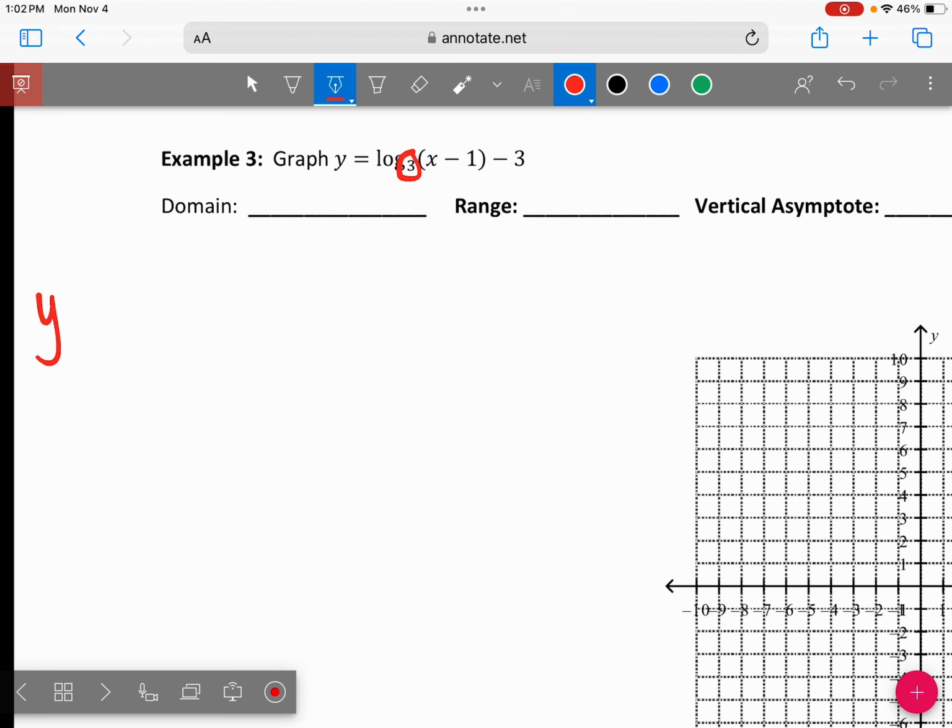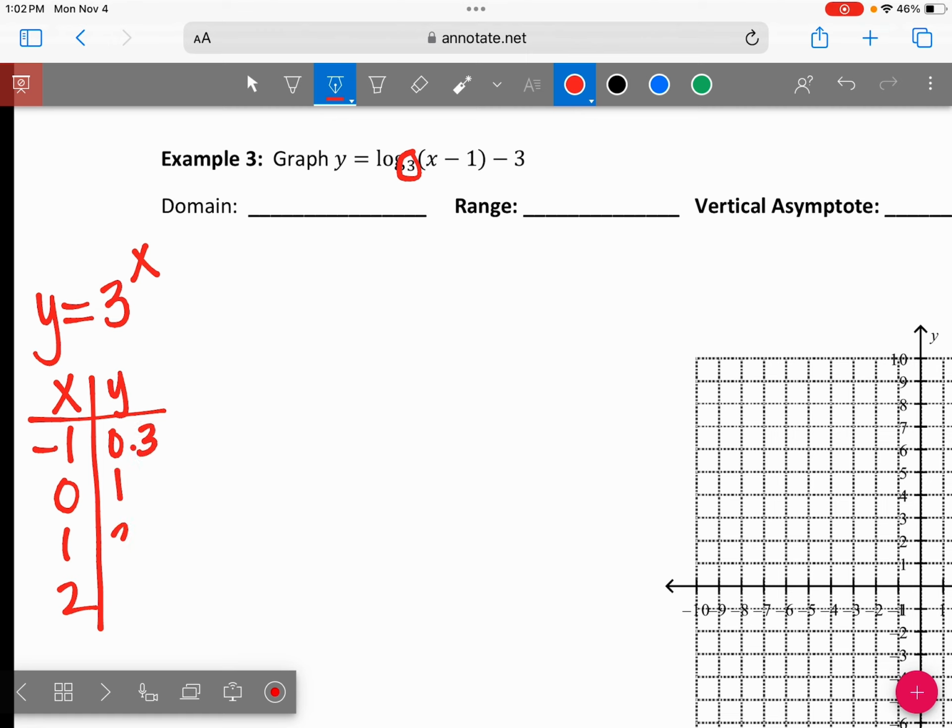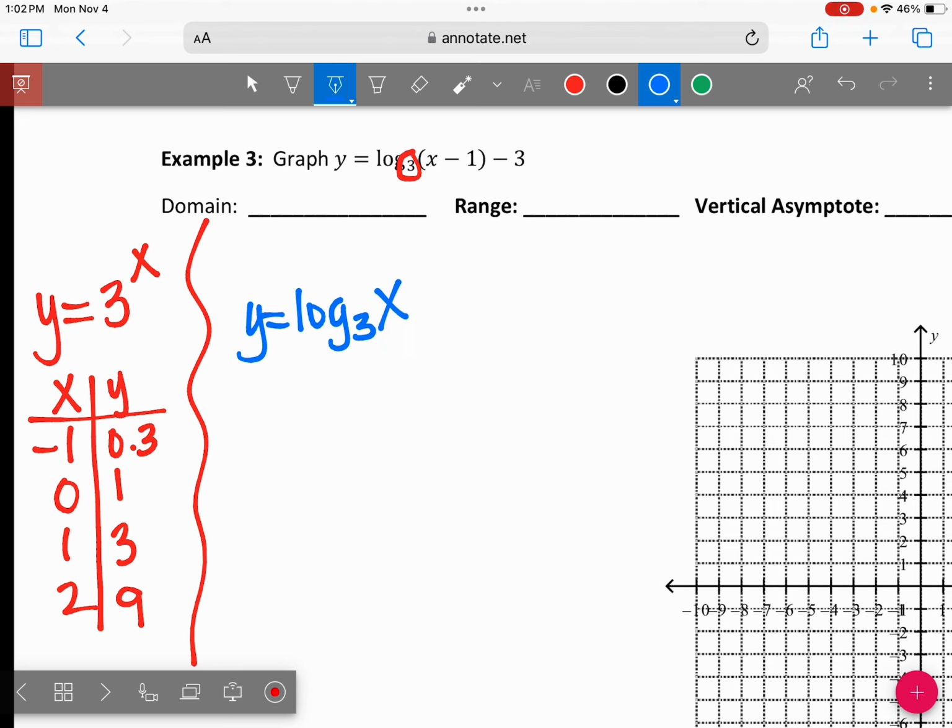So I am going to make my y equals 3 to the power of x table. I'm not graphing this table. I'm just making it so I can flip it. Now, if you feel like you don't need to make this table, that is fine. If you feel like you can just go right to y equals log base 3, that is completely fine. So I have a 1/3, I have a 1, I have a 3, and I have a 9. And then we have y equals the log base 3 of x. So I'm going to flip it.